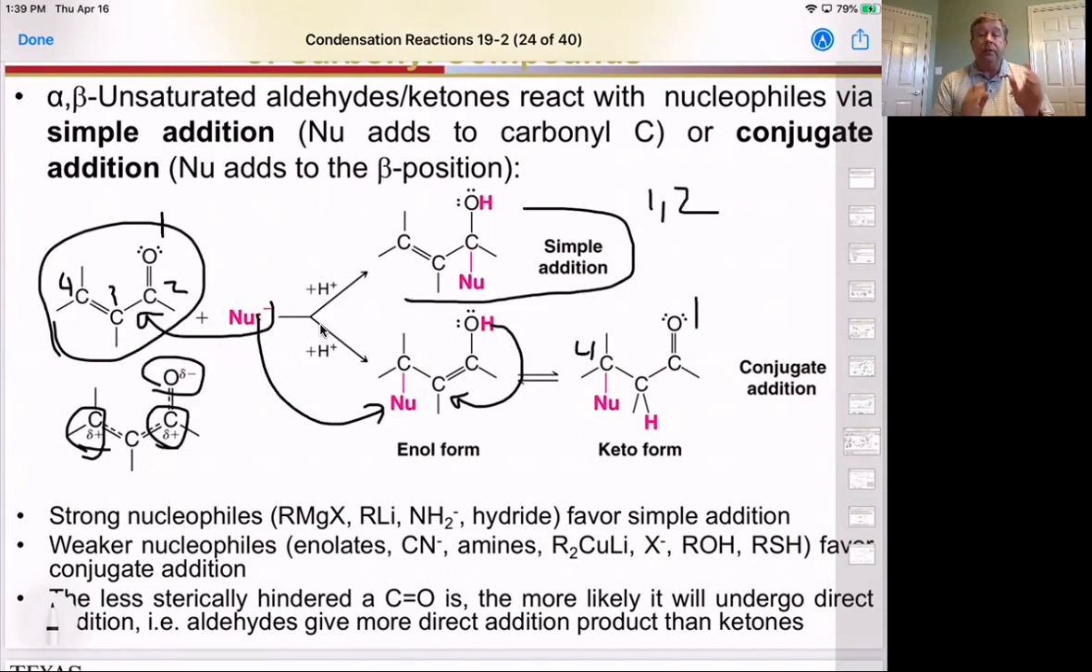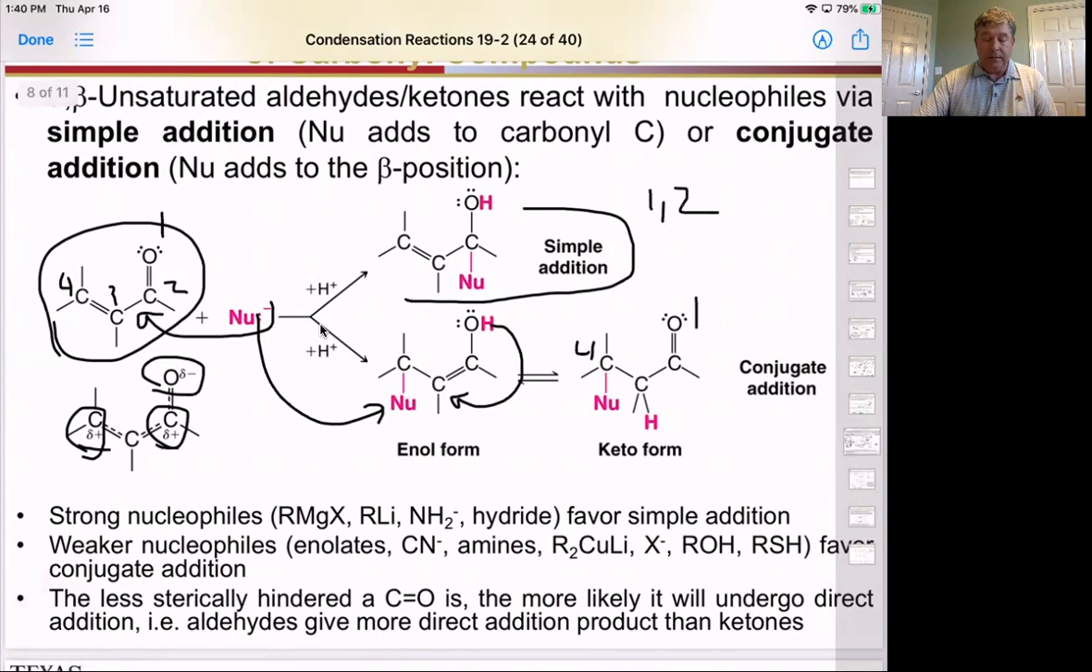Okay. Now, what drives the reaction here? The stronger the nucleophile, the harder the anion, the more a simple addition is favored, the more it is going to add to the carbonyl compound. If you have weaker nucleophiles like enolates or cyanide ions, or you're looking at the lone pairs on amines or the lone pairs on alcohols, those are likely to give us the 1,4 conjugate addition reactions, okay? Now, also, the less sterically hindered the carbonyl is, the more likely it is to undergo that addition, meaning that aldehydes will give the direct addition products more often than ketones will.